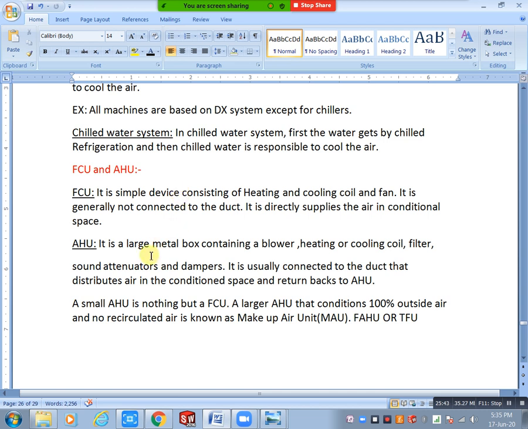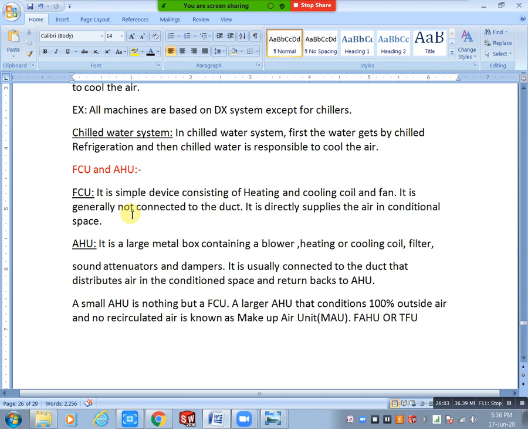FCU is an indoor unit, not an outdoor unit. Outdoor unit means the control unit. That is a split condition. I am talking about the indoor unit. Indoor unit means nothing but an FCU.